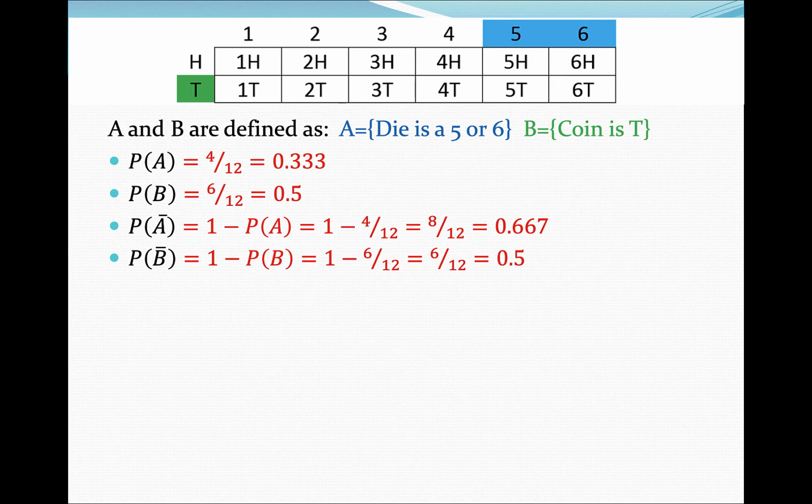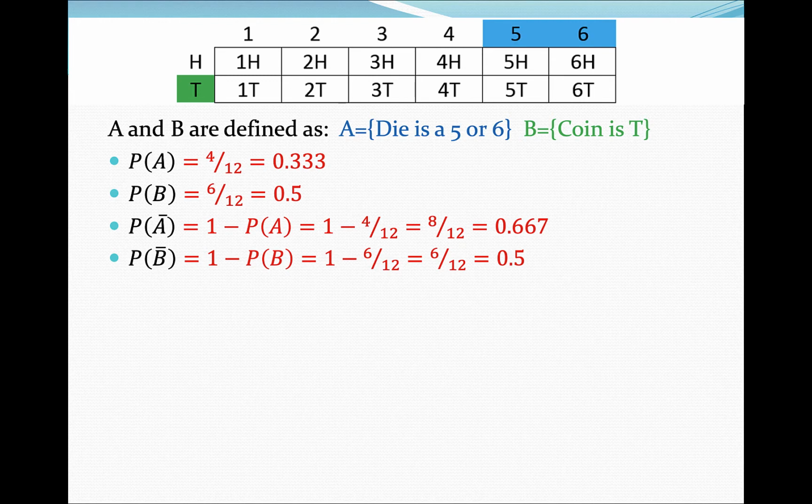So if you want the probability of A and B, that means you want the probability that the die is a 5 or a 6 and the coin is tails. So that's the way you read it. The probability of A and B means the probability of the die is a 5 or a 6 and the probability that the coin is tails. Both those things have to occur together. So basically the and is looking at the overlap. It's looking at the intersection or the overlap between these two events.